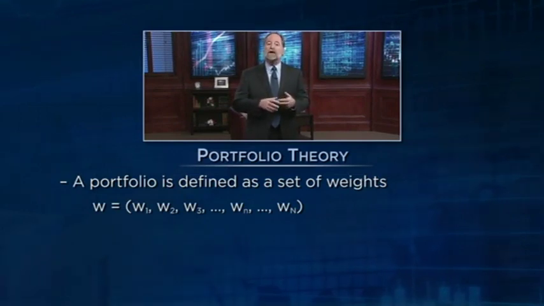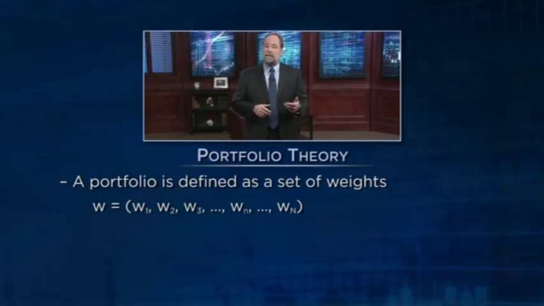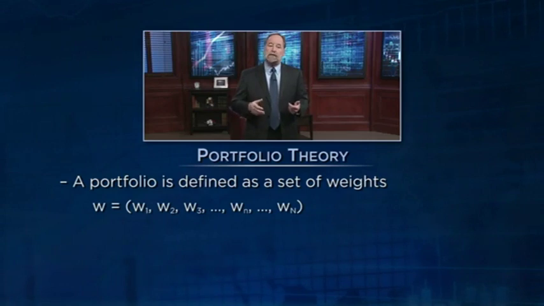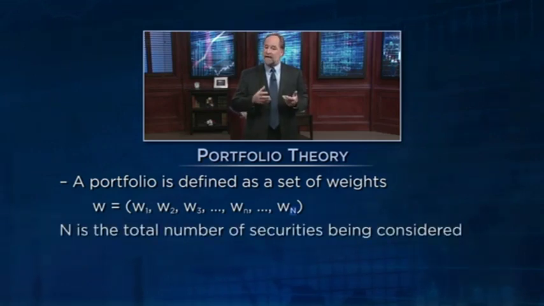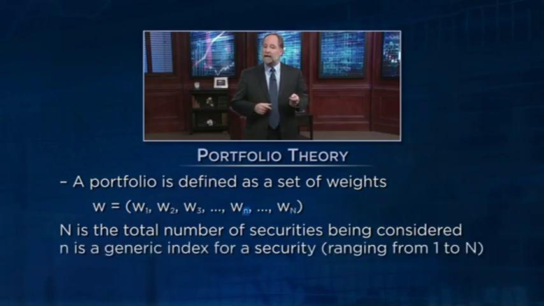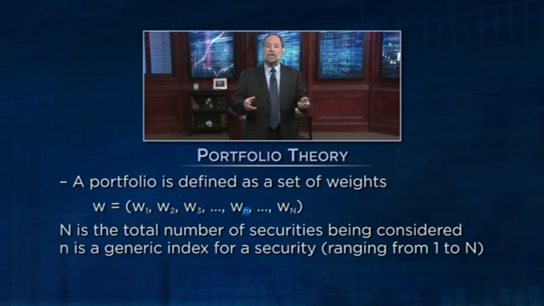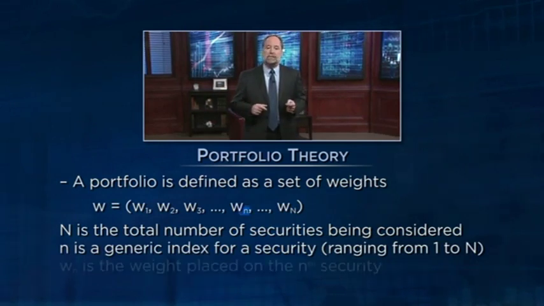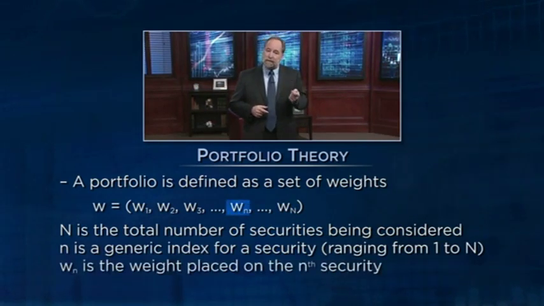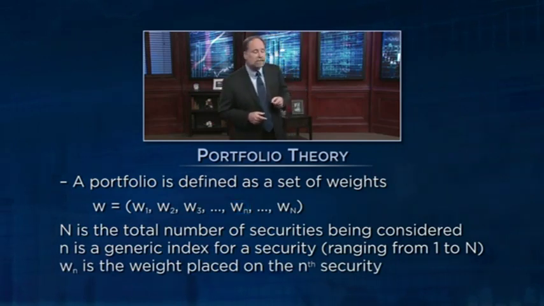W equals W1, W2, W3, all the way up to a generic entry, W sub little n, all the way up to the final entry, W sub cap N. Here, cap N is the total number of securities being considered. The little n is the generic index for a generic security, ranging somewhere between 1 and cap N. W sub little n is the weight placed on this generic security.